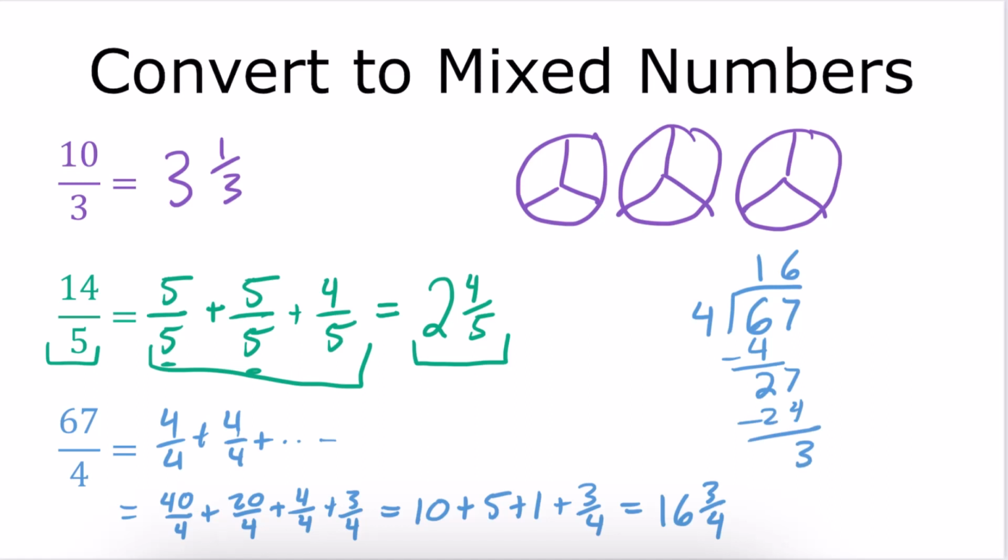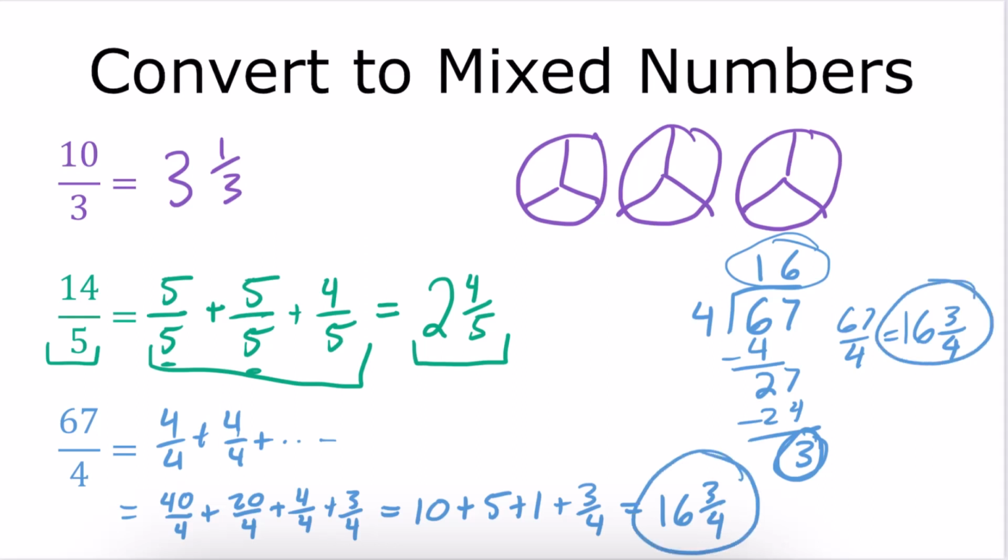And so what this tells me is that I have 16 groups of 4, and then I have 3 that are left over. And since the 67 was talking about fourths, if I have 16 groups of 4/4, that means that I have 16 wholes, and the 3 that was left over are the 3/4 that I didn't have enough of to make a whole number. And so that tells me that the fraction 67/4 equals the mixed number 16 and 3/4. And you can see that we get the same answer with whatever method you end up using.